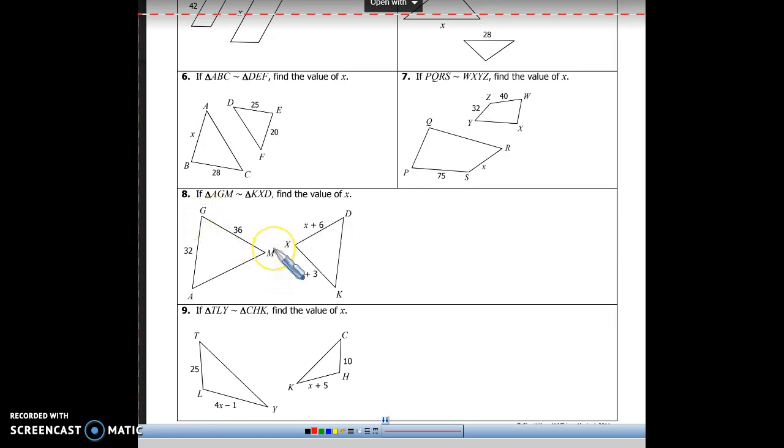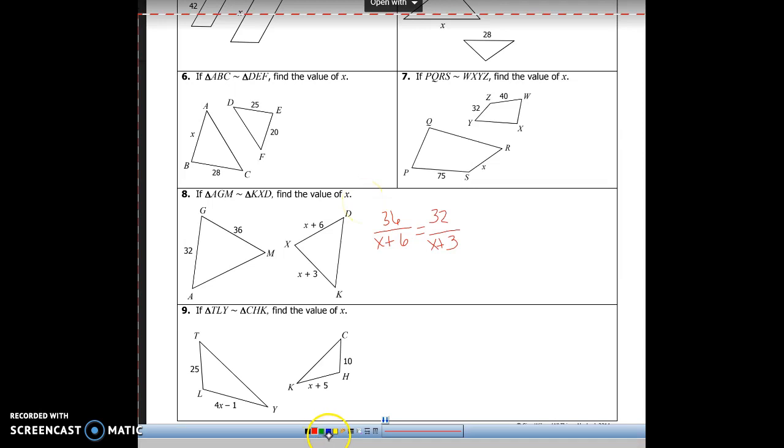So we know GM is 36 over side GM corresponds to XD. Well, XD is x plus 6. We're going to set that equal to the other side that we know, which is GA of 32. If you start in this big triangle for your first ratio, then the top number has to be from that same triangle. And then GA corresponds to XK. Here's XK, which is x plus 3. And now we need to find the value of x.